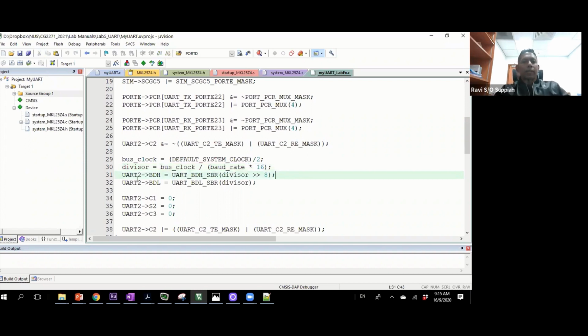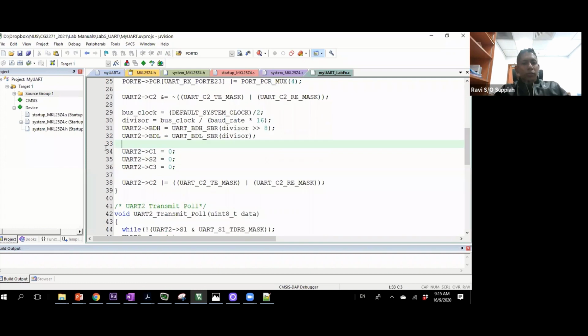Then the last part is this divisor value, which you then need to write to two registers. These two registers are divided into the baud rate high register and the baud rate low register. So that is what you're doing over here. Okay, so this C1, S2, C3, all three I set to 0.